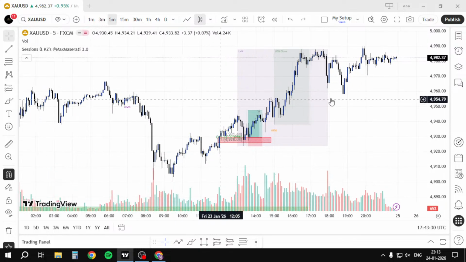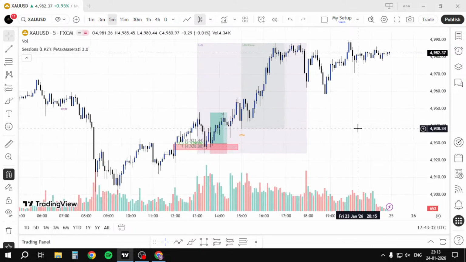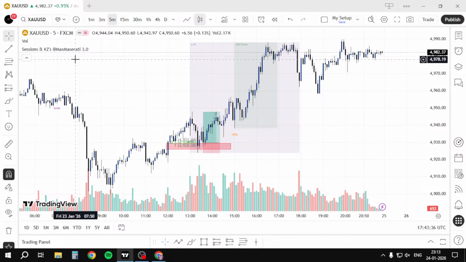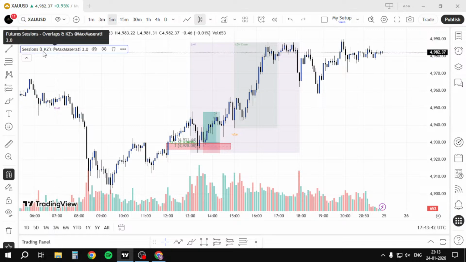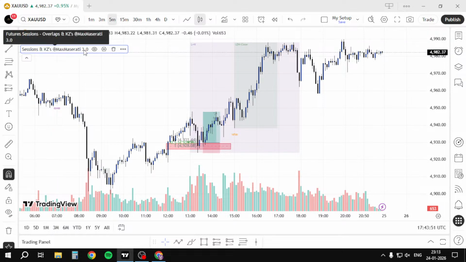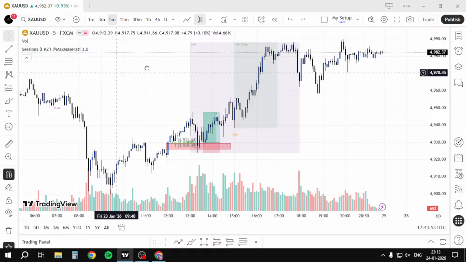Now, looking forward. First of all, you will need two indicators which are free. First, the volume indicator. Second one is Sessions and KZs 3.1. Just search sessions, you will find it. Then let me tell you the settings.